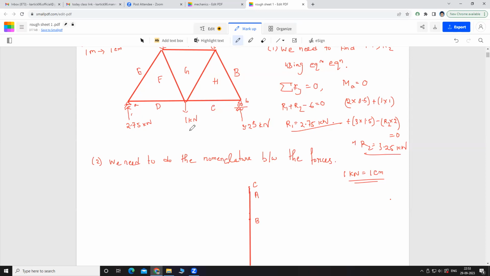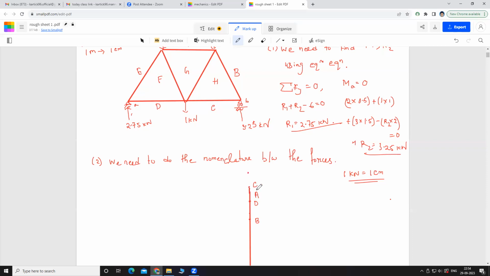Now from C to D, look, 1 kilonewton downward. So we'll move 1 centimeter downward. So that is 0.25, so here another 0.75. So it will be somewhere here. That is our point D. Now from point D to E, that is 2.75 kilonewton upward. So from point D, we'll move 2.75 centimeter upward. So it will be somewhere here actually.